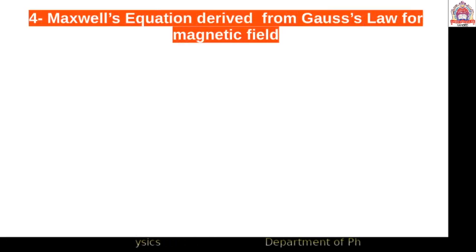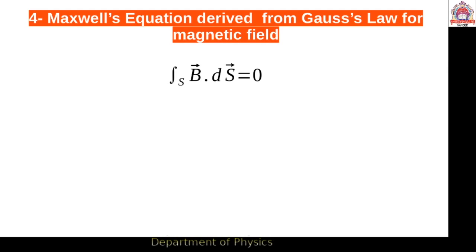Now the Maxwell's equation derived from Gauss law for magnetic field. For magnetic field, the surface integral of B over a closed surface S is always 0 due to the non-existence of monopole in the magnetic field. So we can write the surface integral of B dot ds is equal to 0. This is the magnetic field equation expressed in integral form, derived from Gauss law applied to the magnetic field. So we can easily give the statement: the surface integral of magnetic flux density over a closed surface is always equal to 0.